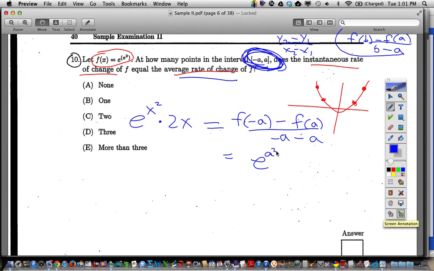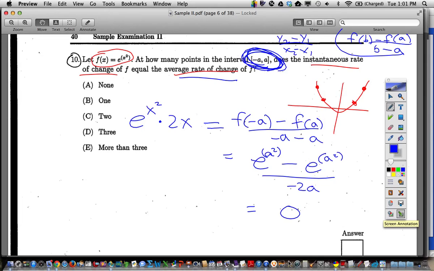E to the a squared, right? Because negative a times negative a would be a squared. All right, minus f of a. What's f of a? Same thing. And then the bottom is negative 2a, right? So what is this right here? 0, right? So without even thinking of that even-odd thing, if you just did slope between your 2 points, f of negative a minus f of a, the key is being able to do this f notation.